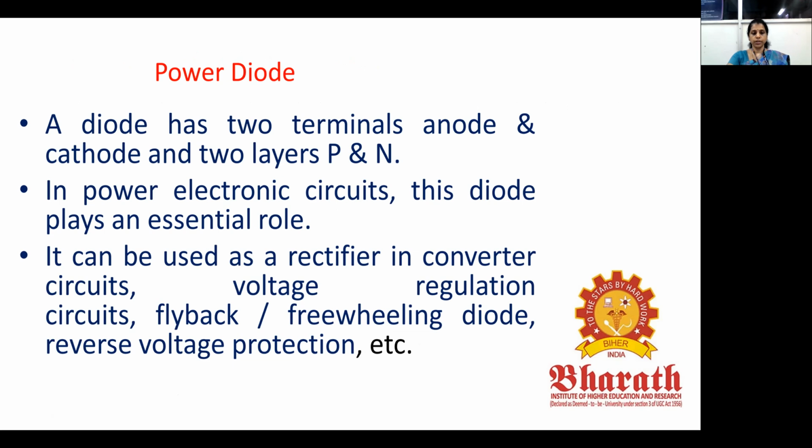Coming to a power diode. So what is a diode? It is the most basic component we use in power electronics. It is basically a switch which has only two terminals, one is anode, the other one is cathode. We have only two layers, the P layer and the N layer. In power electronics, this diode plays a very essential and important role. It is mainly used in rectifier and converter circuits, for voltage regulation circuits, as a flyback and freewheeling diode, and it can be used for reverse voltage protection.